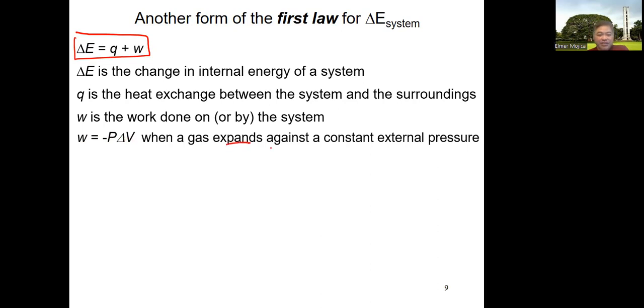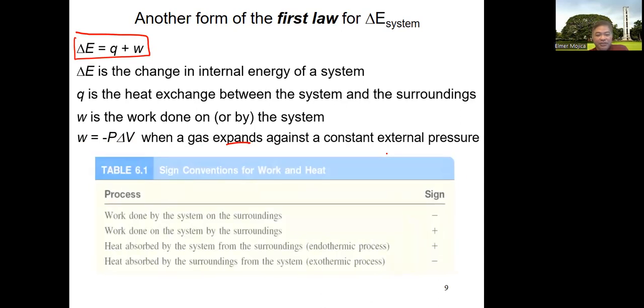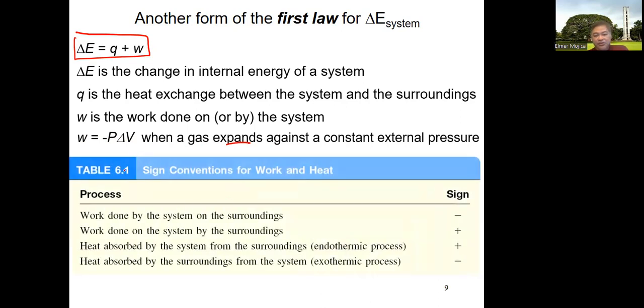When the gas expands against a constant external pressure, you could say the work is done by the system when it is negative, because there's a negative sign here. So when it expands, delta V is positive times negative, which gives you negative. Now, if the gas is compressed, the delta V here is negative. So negative times negative gives you a positive sign. That means the work is done by the surroundings.